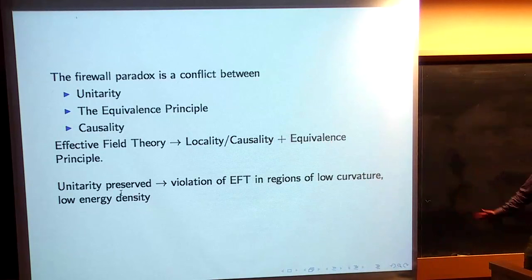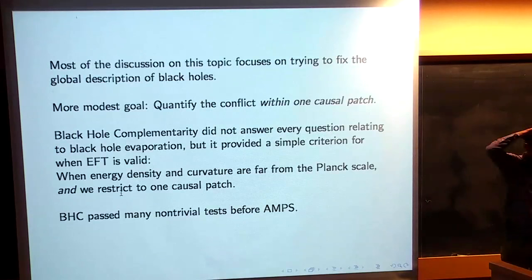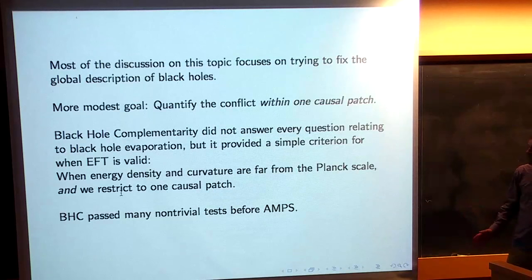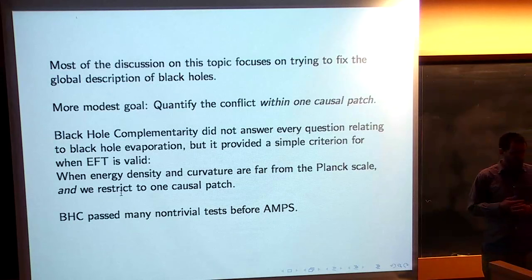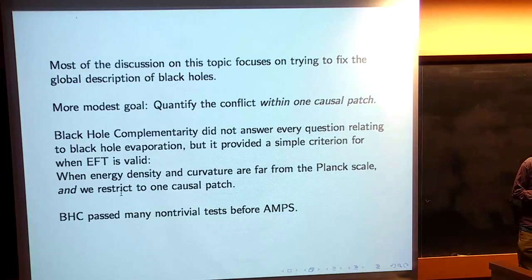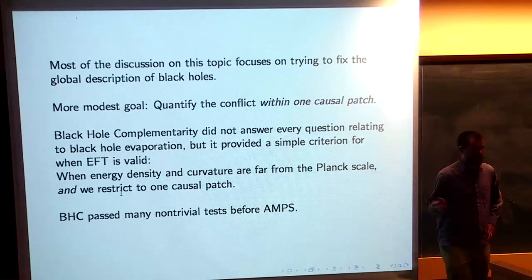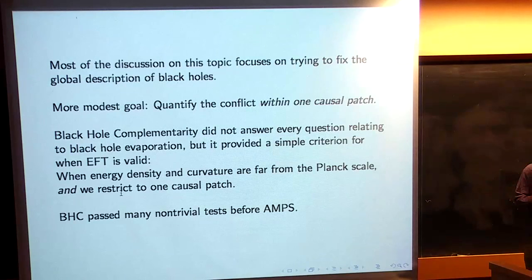Now, most of the discussion on this topic focuses on trying to fix this problem in the global description of the black hole. What I want to discuss today is a more modest goal, which is trying to quantify this conflict within one causal patch. Of course, this is not a new idea. Black hole complementarity did not answer every question relating to black hole evaporation. But it gave us a simple criterion for when effective field theory is valid: as long as the energy density and curvature are far from the Planck scale, and we restrict to things that can in principle be measured by a single observer. So we restrict to one causal patch.